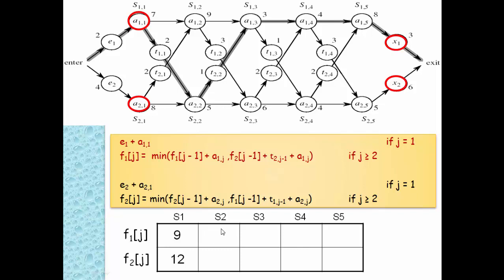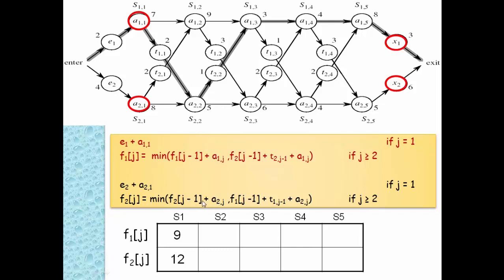This is station number 2 for line number 1, and the value for station number 2 of line number 2. So as per the equation, when the value of j is greater than or equal to 2, or we can say when the station is greater than or equal to 2, at that time we will have two options. This is the first option and this is the second option. Among that we have to identify which one is minimum.